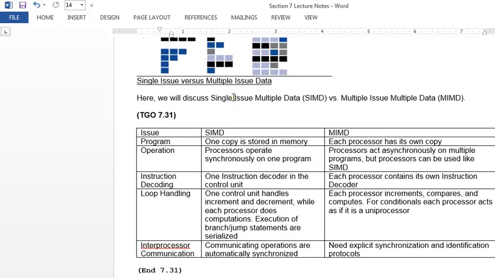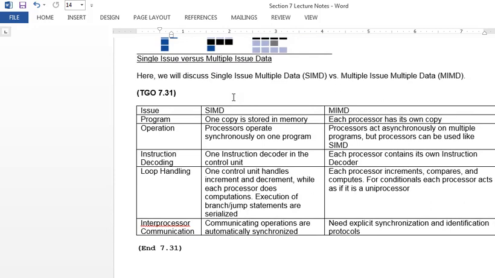Now we're going to talk about single issue versus multiple issue data, SIMD versus MIMD. SIMD stands for single issue multiple data, where MIMD stands for multiple issue multiple data. So this program has one copy stored in memory, whereas in MIMD, each processor has its own copy. So, single issue, multiple issue. Single issue, one of them is stored in the main memory.